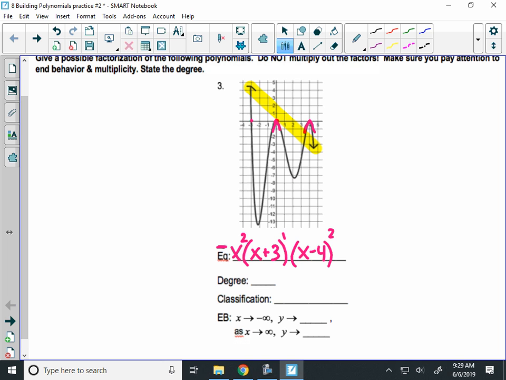The degree here, when I add up the multiplicities, 2 plus 1 plus 2 is 5, which we call quintic. And the end behavior: on the left, the arrow is going up, which means it's going to infinity, and on the right, the arrow is going down to negative infinity. That should be pretty straightforward and easy at this point. Classifying degree and end behavior.